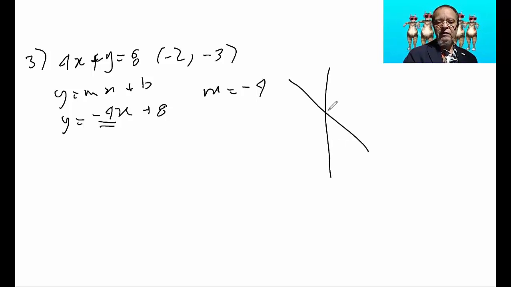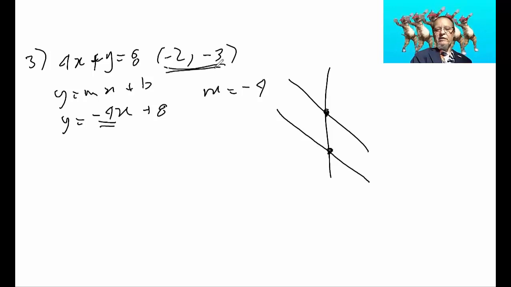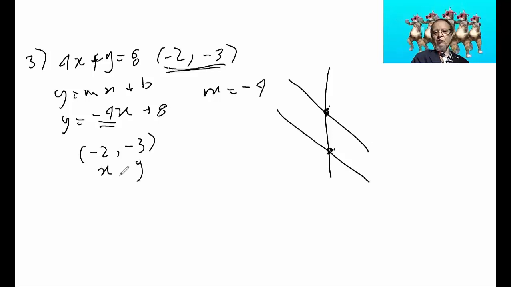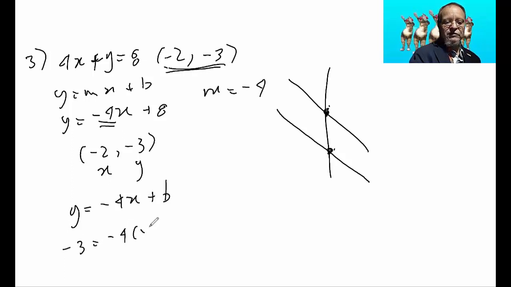So let's say this is our line. A line parallel to it will not necessarily have the same y-intercept. We want it to go through that point. So let's say this is our original line and this is our new line. They have the same slope, but they do not intersect the y-axis at the same point. So we have to find this new y-intercept using this point. I have (-2, -3), and as before, I'll label them x, y. Then I have y is equal to -4x plus b, and I plug in x and y: -3 is equal to -4 times -2 plus b.